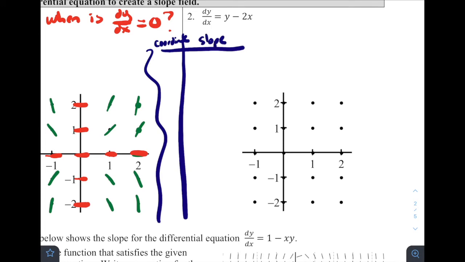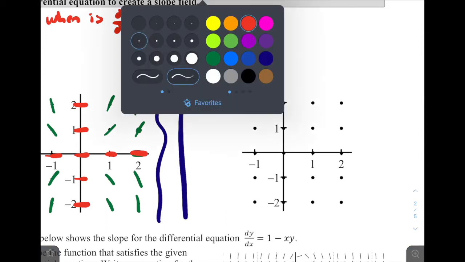So for example, this point right here, the coordinate is negative 1, 2. The slope, I need to plug into this equation for dy/dx, right? The derivative is whatever the y value is, minus 2 times x. So that's going to be 2 minus 2 times negative 1. So 2 plus 2 is going to be equal to 4. So that's going to be a pretty steep positive slope.